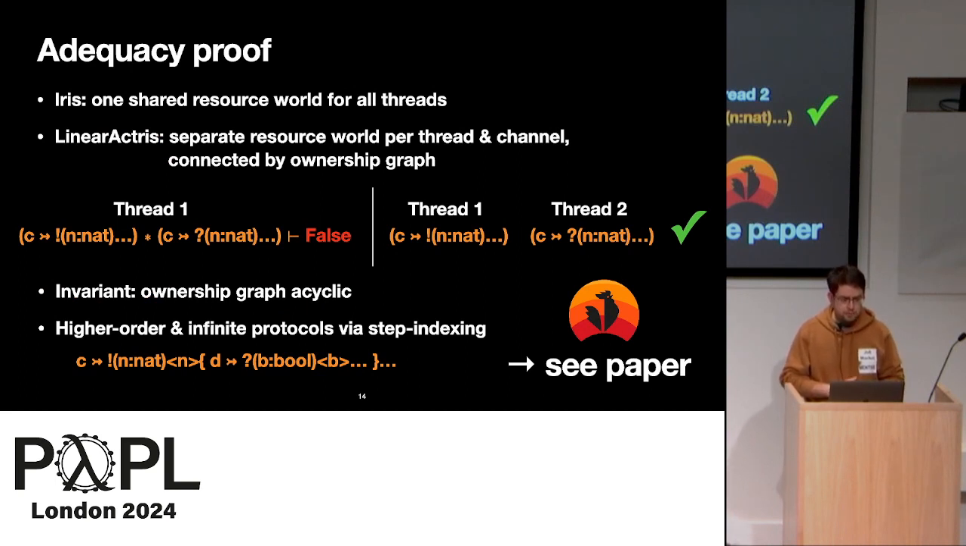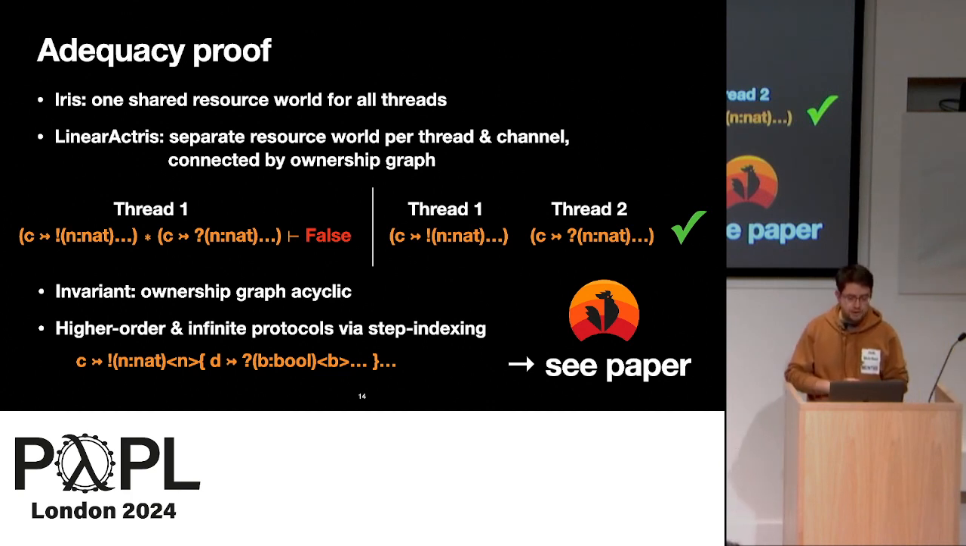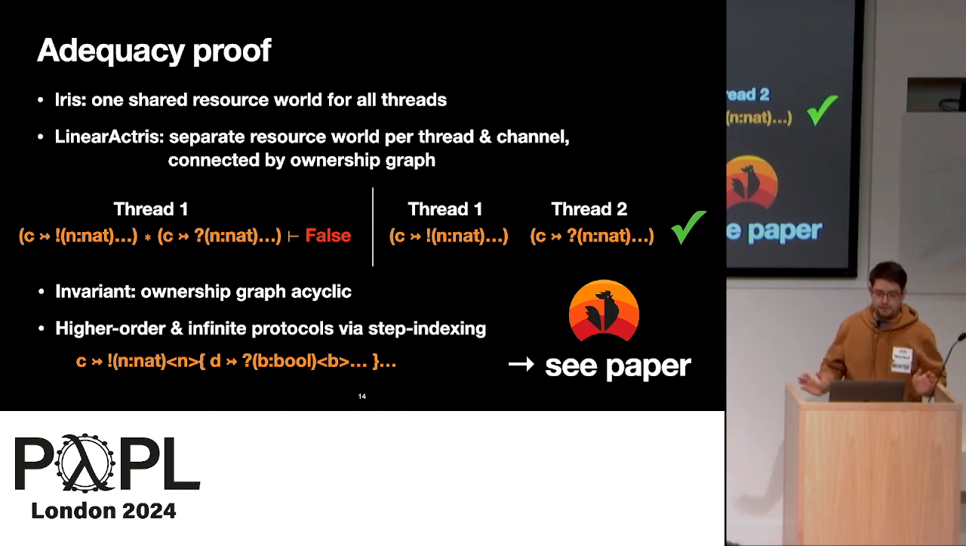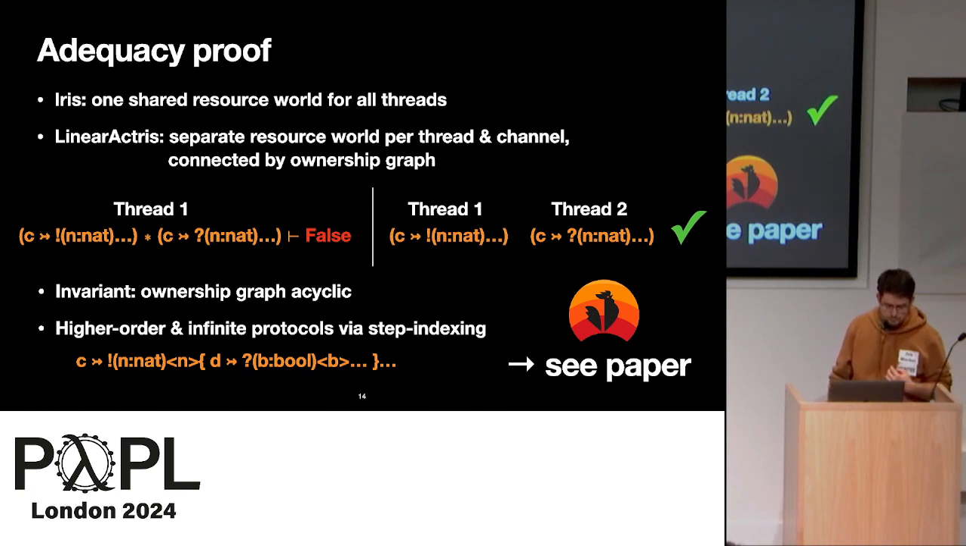So what does the adequacy proof look like? Well, I cannot describe it in detail, but one difference is that in Iris there is somehow one shared resource world for all threads. In LinearActris this is different because there is a separate separation logic world per thread and channel, and they are connected by the ownership.